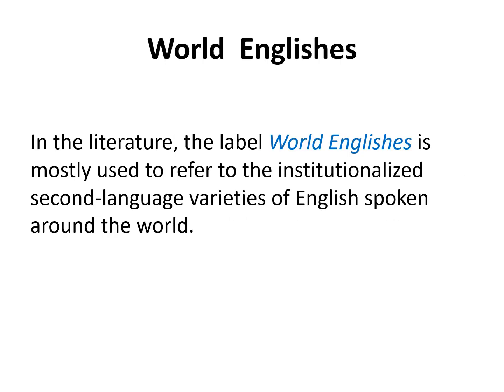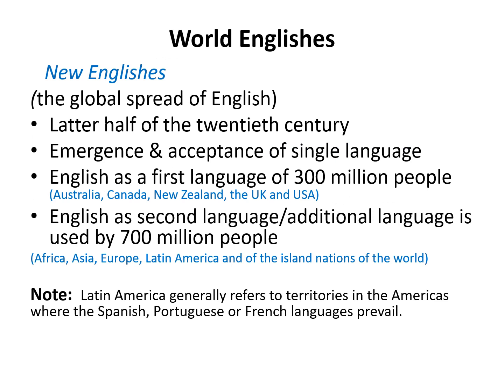World Englishes. First of all, there is a need to define this term. In the literature, the label world Englishes is mostly used to refer to the institutionalized second language varieties of English spoken around the world. Institutionalized means that it's acceptable and being used everywhere. We can also use the term New Englishes. The global spread of Englishes.